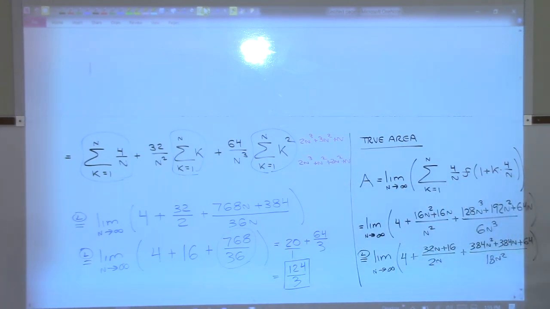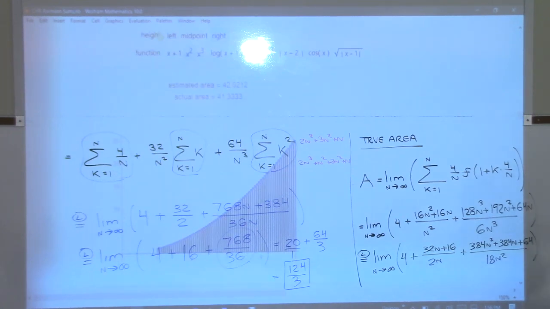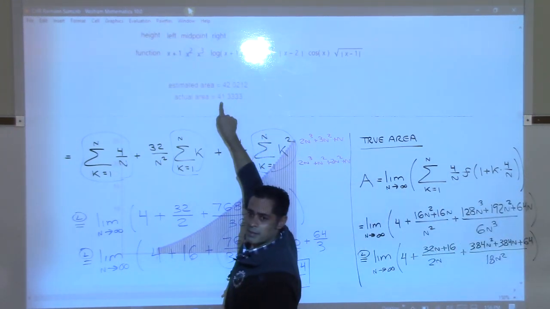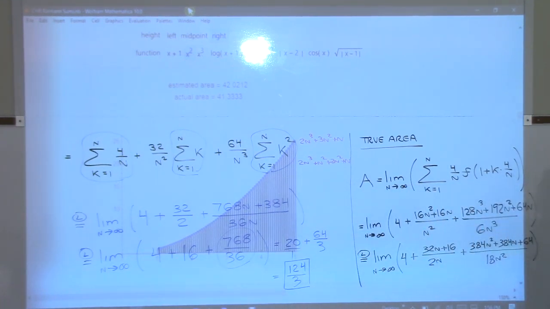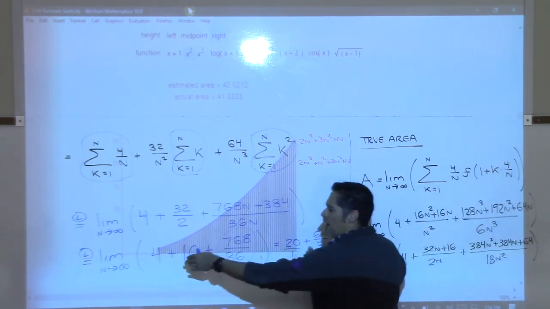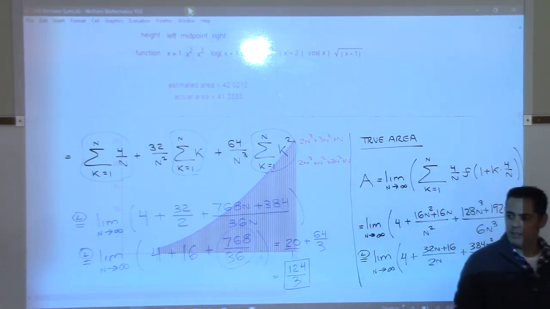Now, as a decimal, what is that? 41.33333333 repeated, which, as you can see here, is the actual area under the curve. And look, what happens if we change our interval? Instead of going from 1 to 5, we go from 2 to 6. We got to start over. Right? We got to start over.